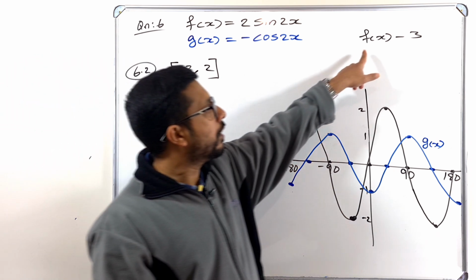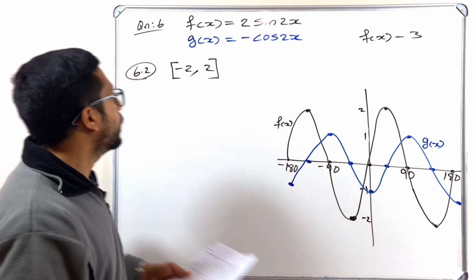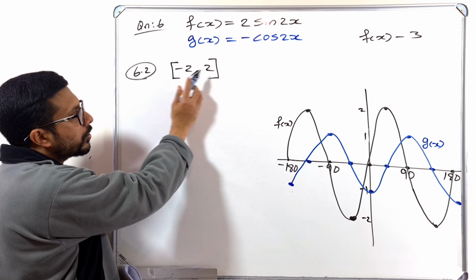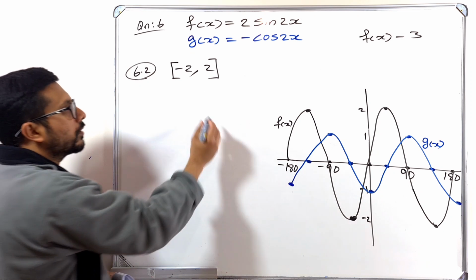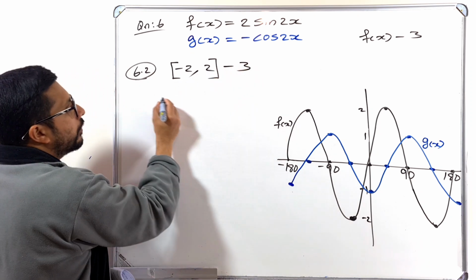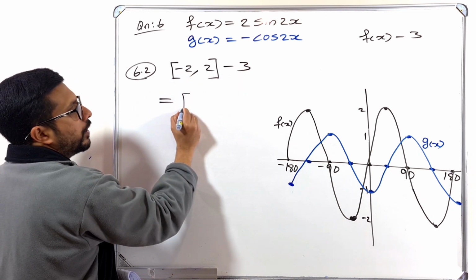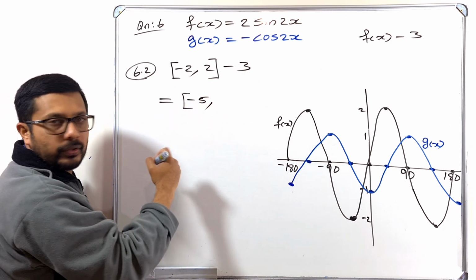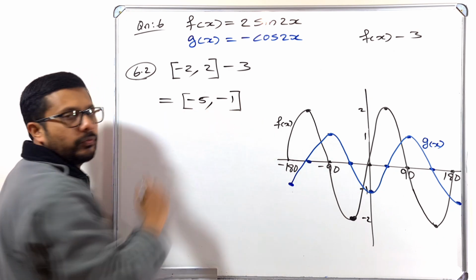But the question is not to write the maximum value of f of x. What is the question? The maximum value of f of x minus 3. Here in f of x, the minimum value is minus 2 and the maximum value is 2. So for f of x minus 3, it's easy to find like this. You just write minus 3, then minus 2 minus 3 is minus 5. Then 2 minus 3 is minus 1.